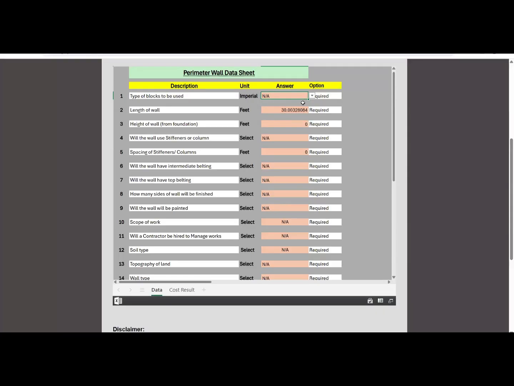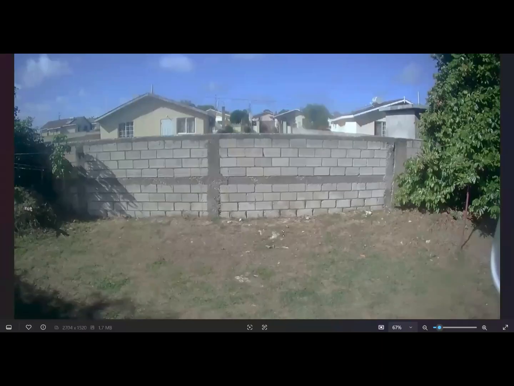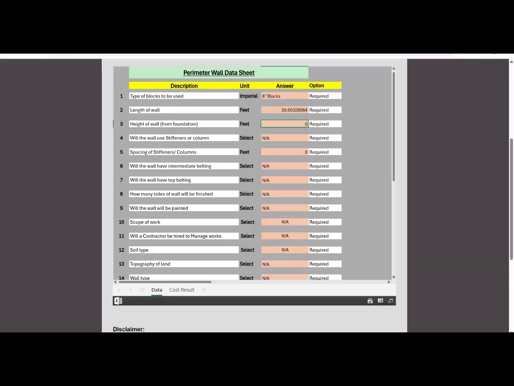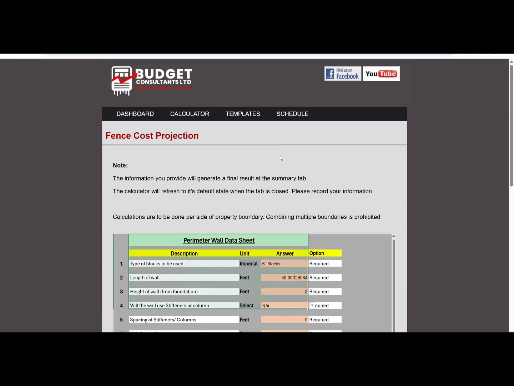Now, one of the questions that I skipped over was question one here, sorry, and it is to specify what kind of blocks we are using. In this case, we are going to go with a 6-inch block. That's going to run the 30 feet. And then we have to consider the height of the wall from the foundation, that is from below ground to the top of the wall. What is the height that we are looking at? So in this case, let us say we are using an overall of say 8 feet, which is 2 feet below ground and 6 feet above ground.